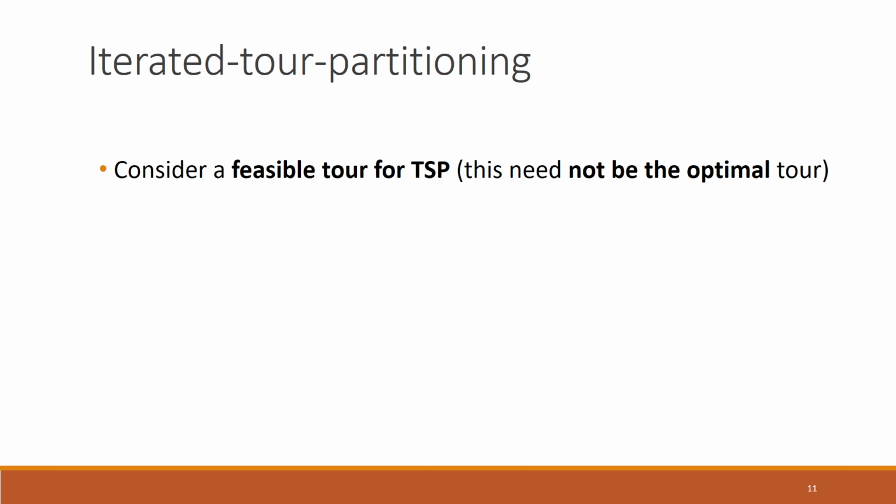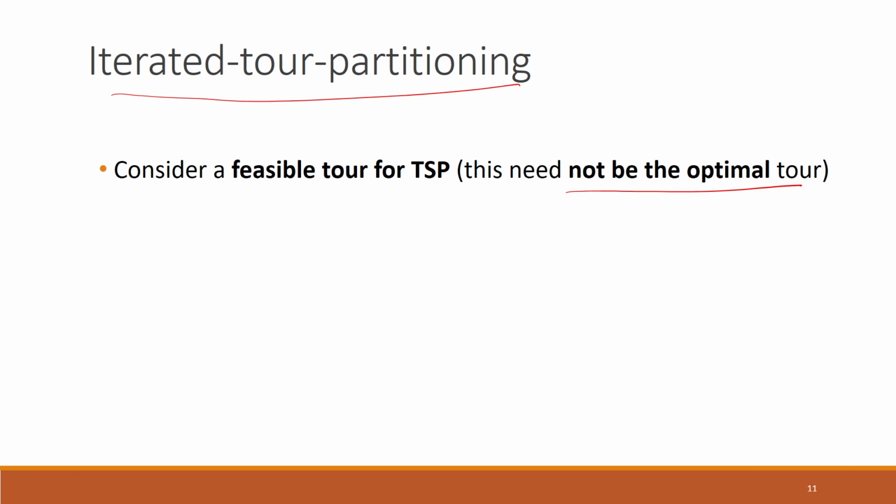So let us look at an algorithm to solve this problem. This algorithm is called iterated tour partitioning. In this we consider a feasible tour for the TSP, and this need not be the optimal tour. What it means is that in the beginning we will start with a tour that visits all of the customers and then comes back to the depot node. Okay. So it is a feasible tour because it visits all of the customers and comes back. But it need not be the tour that takes the least time or least distance, or that has the least length.